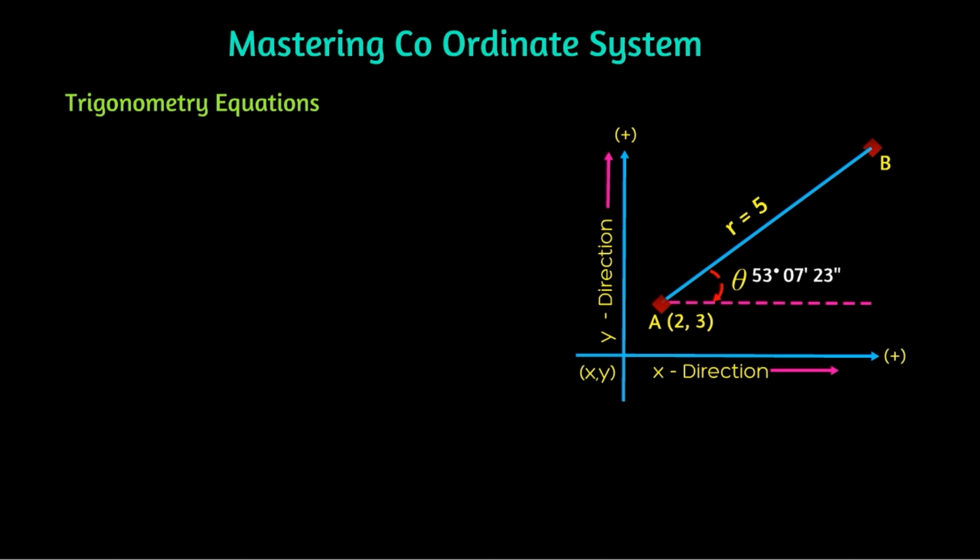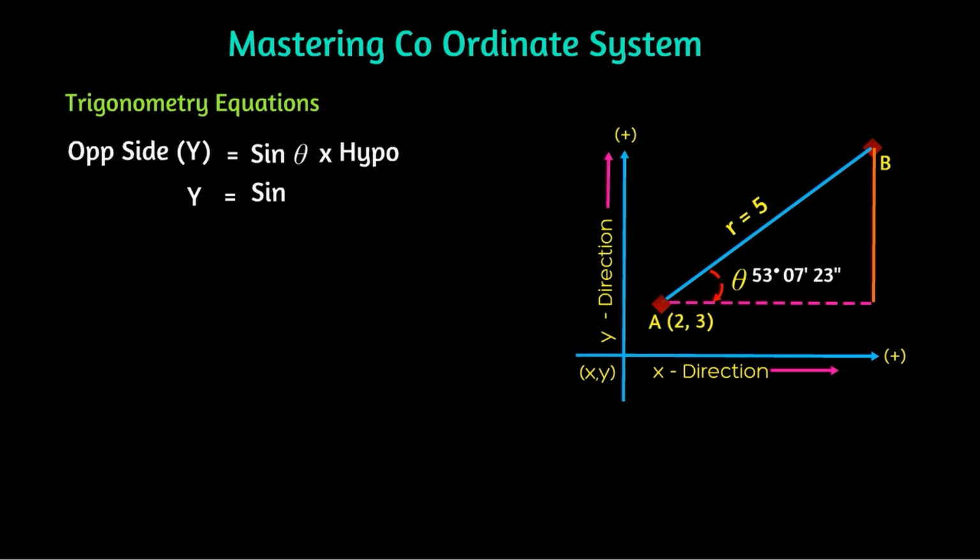Using trigonometry for angles, sin theta equals opposite side by hypotenuse. So, opposite side equals sin theta times hypotenuse. In our case, the information available is theta equals 53 degrees 7 minutes 23 seconds, and the hypotenuse is the distance between 2 points, that is 5. We have to calculate the opposite side, that is the vertical height, that is y.